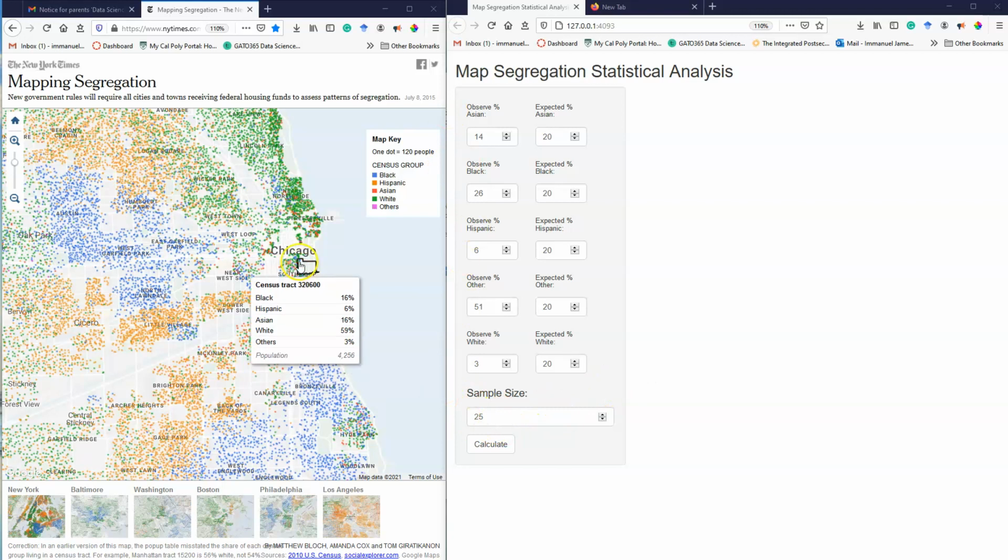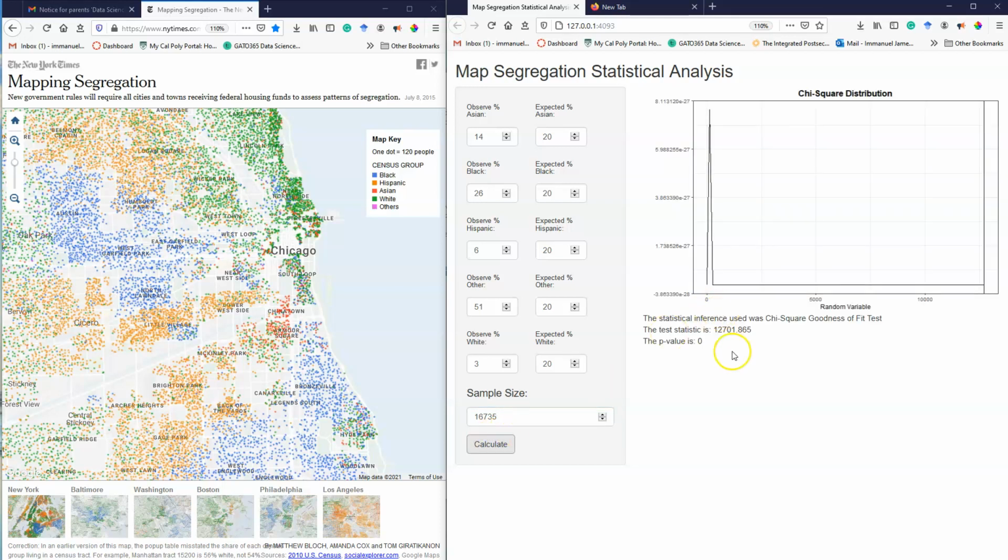The sample size, I didn't enter that. It is 16,735. Some intuition: if the test statistic is large, the p-value is small, meaning there's a huge difference between what we expect and what we actually observe. So let's see. My test statistic is 12,701 and my p-value is 0. So the likelihood of us seeing this by chance is very unlikely.